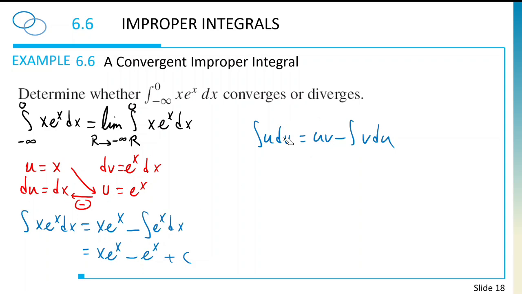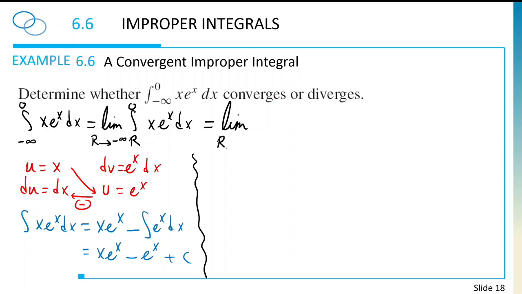Okay, what shall I do now? I prepared the integration already. I have it. I'll go back to the integration here. So this is equal to, I'll keep this here. So now I have the limit as r approaches negative infinity. We know now the integration. It's x e to the power of x minus e to the power of x. And I need to do the replacement from where to where? From r to 0.